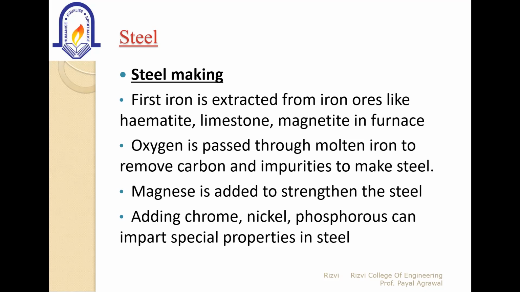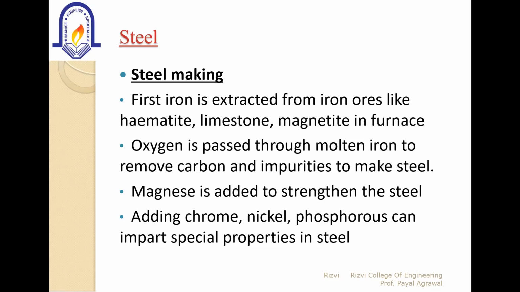And after doing that, what you will do, एक बार अगर आपने ऑक्सीजन पास कर लिया तो आप क्या करोगे? मैंगनीज is being added. मैंगनीज क्यों ऐड करोगे? In order to strengthen the steel. स्टील को पर्टिकुलर स्ट्रेंथ देने के लिए what you will do, you will add the manganese in that. After adding the manganese, you are going to add the nickel, phosphorus for the properties in the steel.